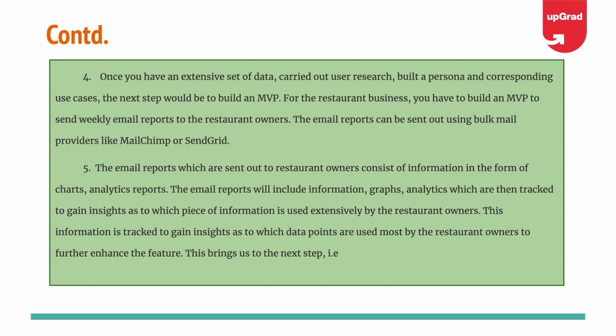For the restaurant business, you have to build an MVP to send weekly email reports to the restaurant owner. The email reports can be sent out either using bulk mail providers like MailChimp or SendGrid. The email reports which are sent out to the restaurant owner should consist of information in the form of charts and analytics, so that he can get more insights, or more importantly, so that it's very easy for him to understand whatever data you are presenting. So the email report will include information, graphs, analytics, which are then tracked to gain insights as to which piece of information is used extensively by the restaurant owner.